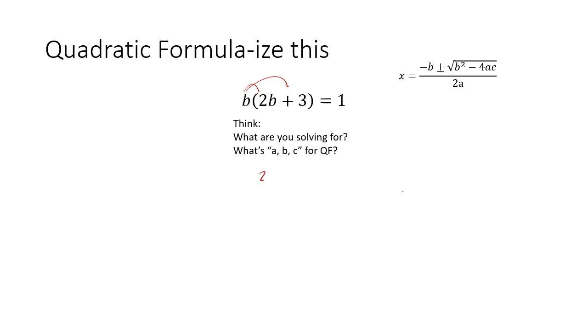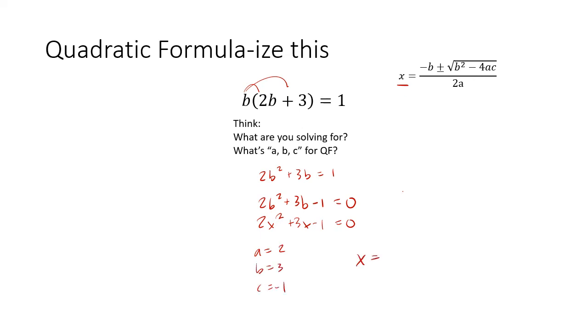So this would be 2b squared plus 3b equals 1. We need to get that 1 to the left side. So 2b squared plus 3b minus 1 equals 0. Now, this is confusing because b is my variable here, but the quadratic formula is supposed to equal x. Don't get confused here. You're trying to solve now for b in the problem. So if you want to, you can say it's 2x squared plus 3x minus 1. Now, what is your a, b, and c? a is equal to 2, b is equal to 3, c is equal to negative 1.